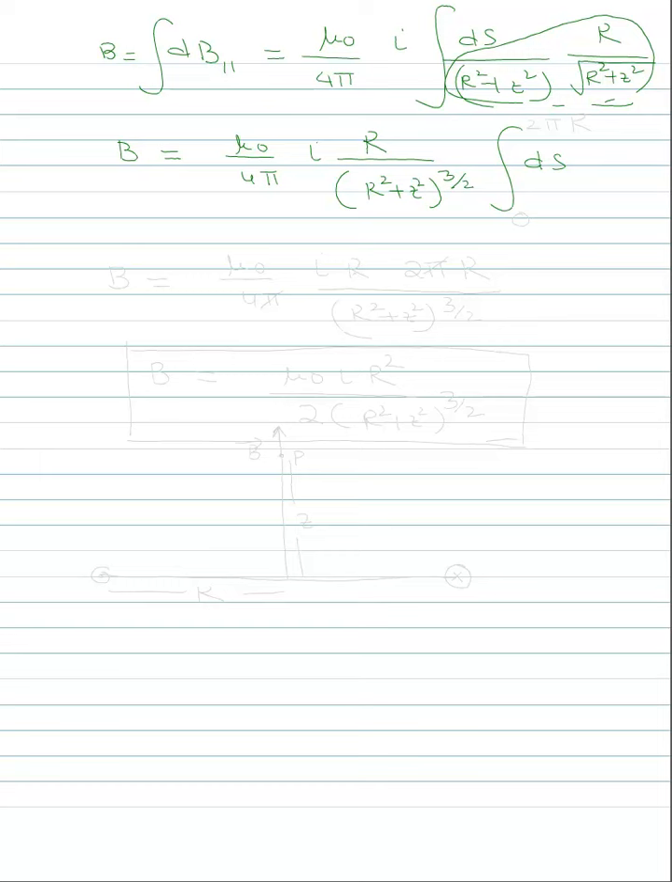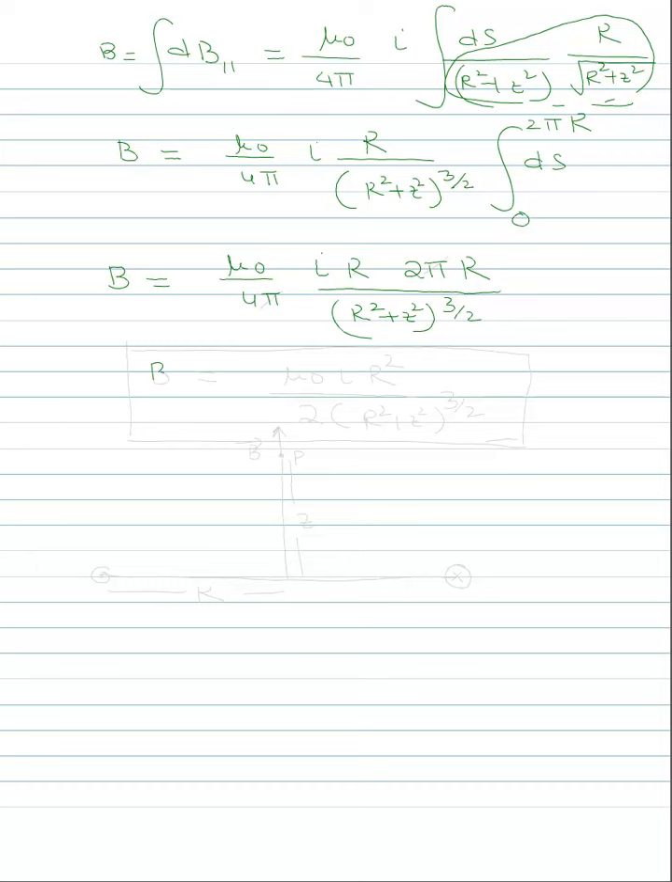What do you think should be the limit of the integral? We are doing the integral over all the little ds's that form the whole loop, so the integral should be from 0 to 2 pi R. And that just gives us 2 pi R. So B turns out to be mu0 over 4 pi I R times 2 pi R, that's what we get from the integral, divided by R square plus z square to the power 3 over 2.